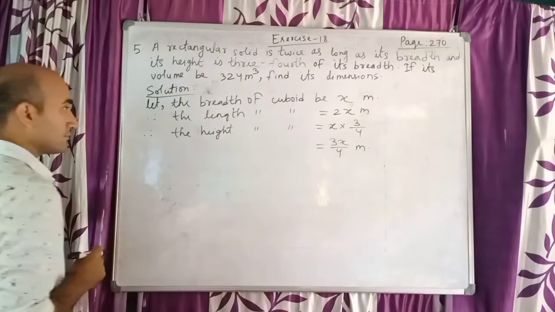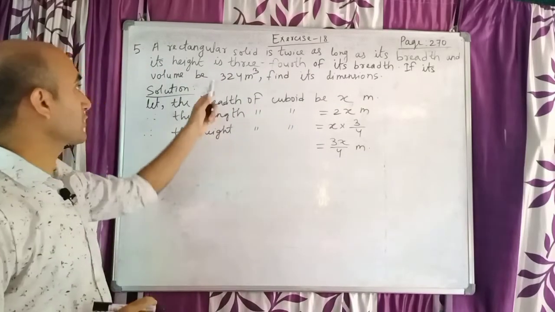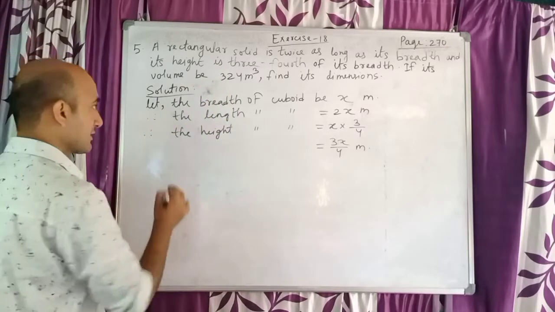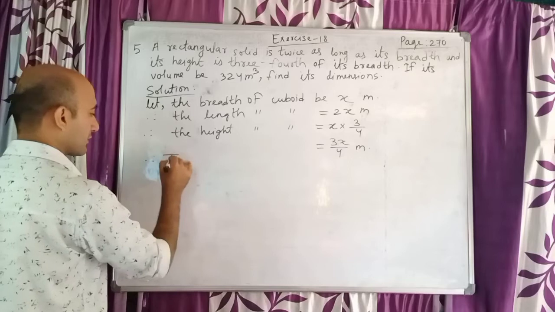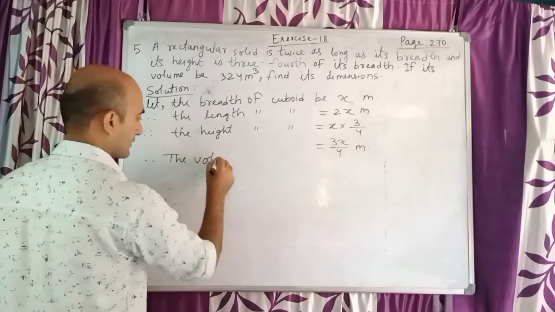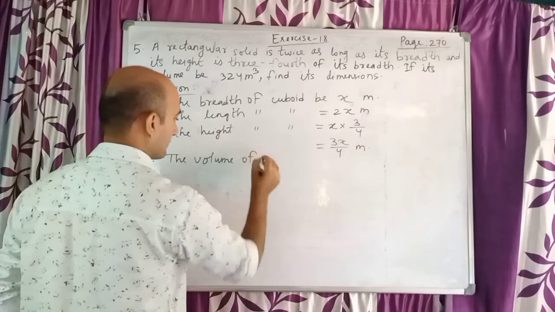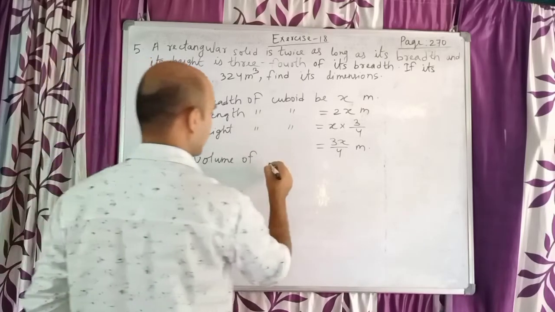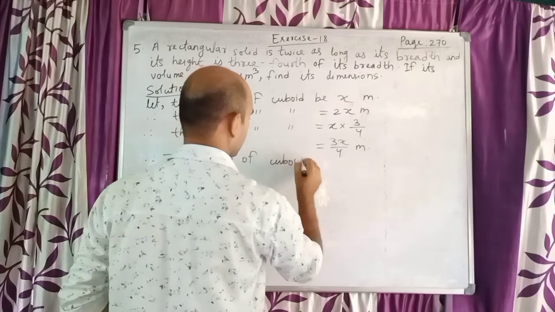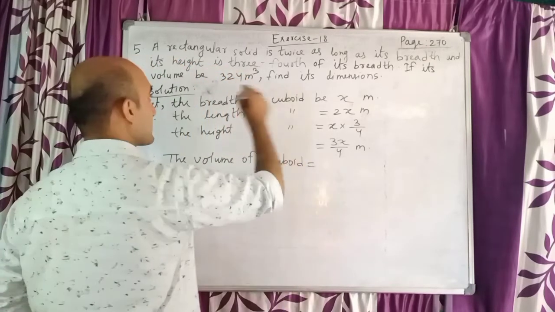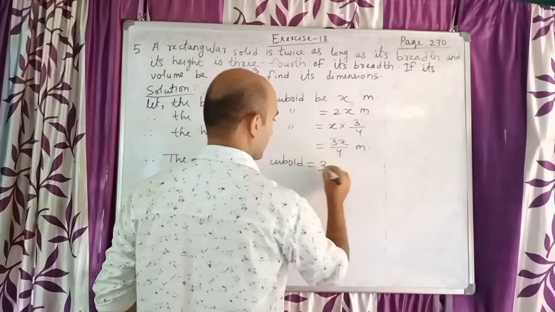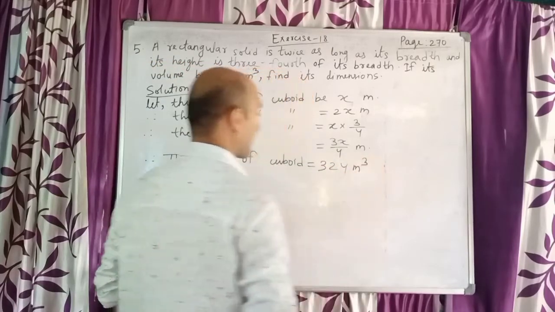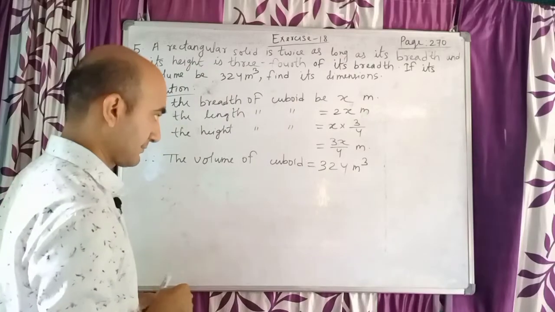Now, children, next we should move to volume. The value of volume is given. Therefore the volume of the cuboid is equal to its given value, 324 meter cube. So that value we will write.